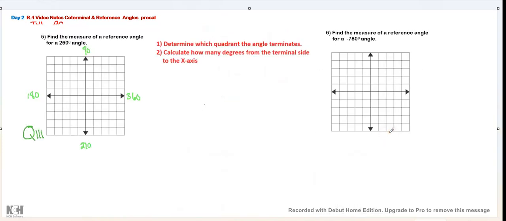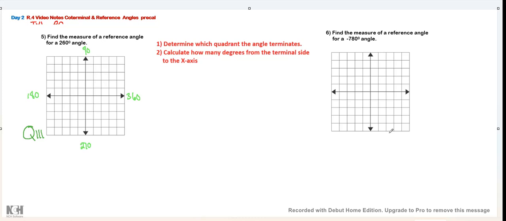All right, we're going to find the measure of a reference angle for a 260-degree angle. You don't have these graphs, these grids for IXL. It just looks like this. So you can either jot it out, draw it out if you're visual, or just do the subtracting like I'll show you in just a second.